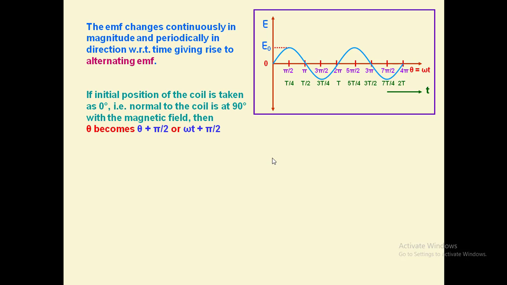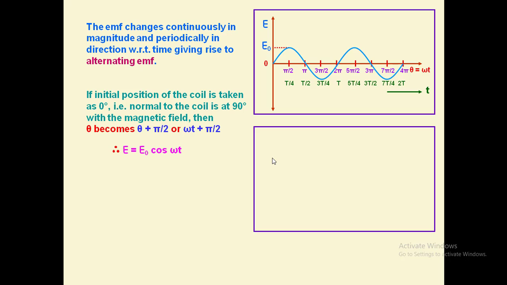If the initial position of the coil is taken as 0 degree, that is the normal to the coil is at 90 degree with the magnetic field, then theta becomes theta plus pi by 2 or omega t plus pi by 2. Therefore, E will change as E naught cos omega t. That means in place of theta, you have to substitute theta plus pi by 2. So sine of pi by 2 plus theta is nothing but cos theta, or sine of pi by 2 plus omega t is nothing but cos omega t.